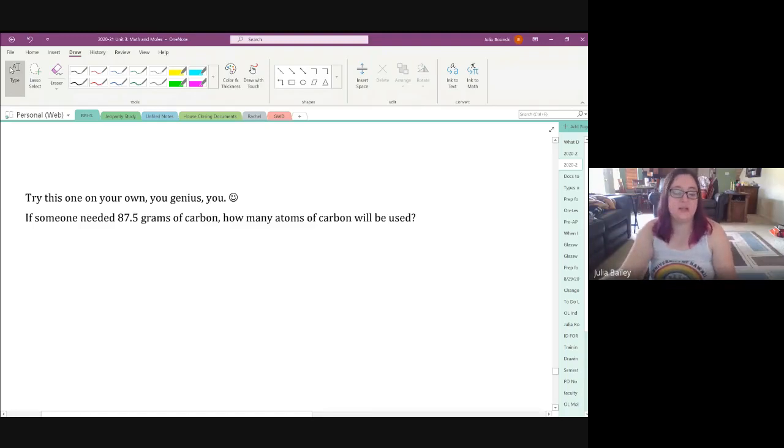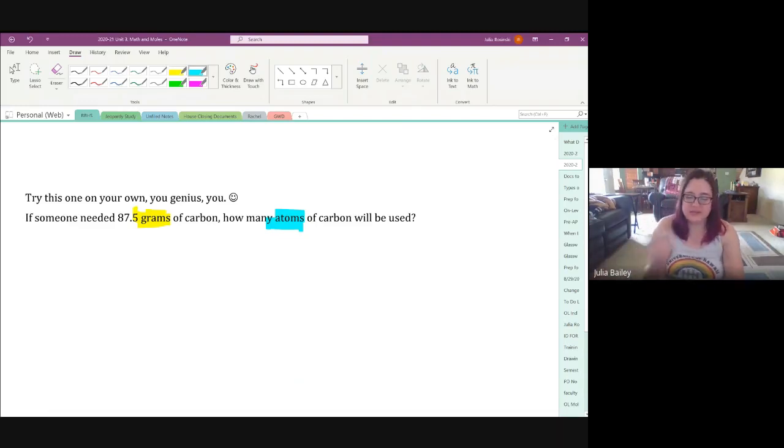If someone needed 87.5 grams of carbon, how many atoms of carbon will be used? Again, just start with the color coding. Thinking about what colors, and therefore what units, you have available is going to be helpful. Again, if you don't have colors at home, that's fine. Instead of thinking about colors, just think about units. I see grams and atoms together, which tells me something.